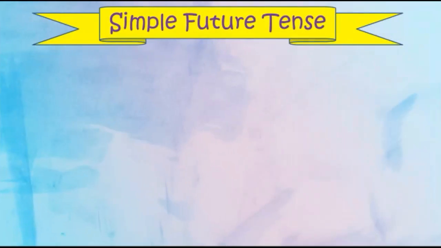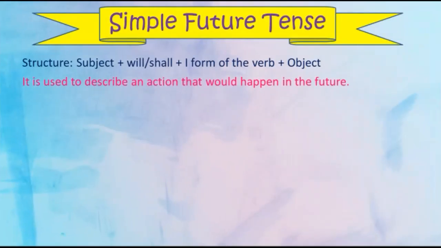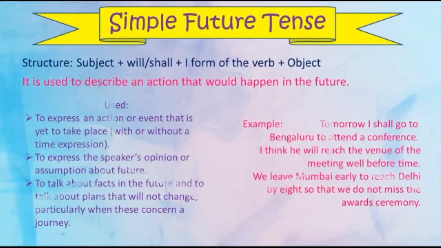Next is simple future. It tells simply about the future. Its structure is subject plus will or shall plus first form of the verb plus object. It is used to describe an action that would happen in the future. Used to express an action or event that is yet to take place with or without a time expression.